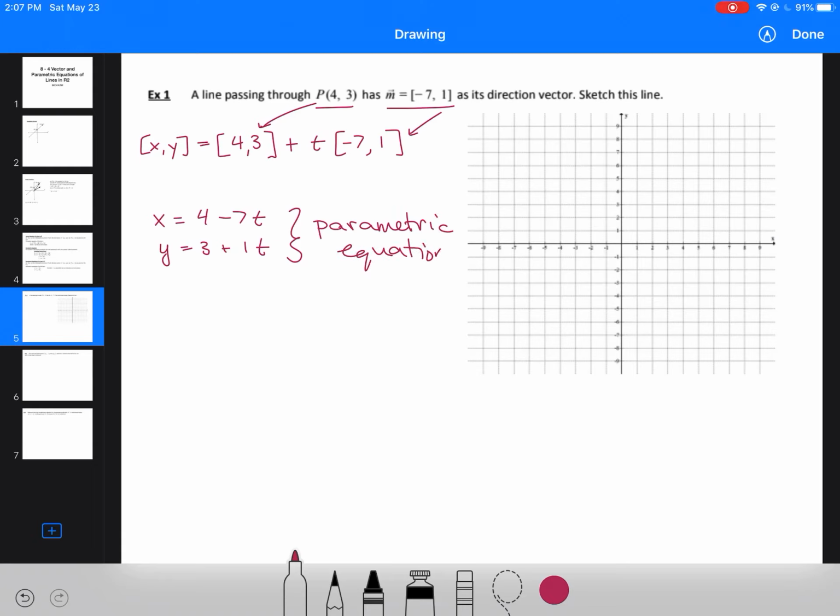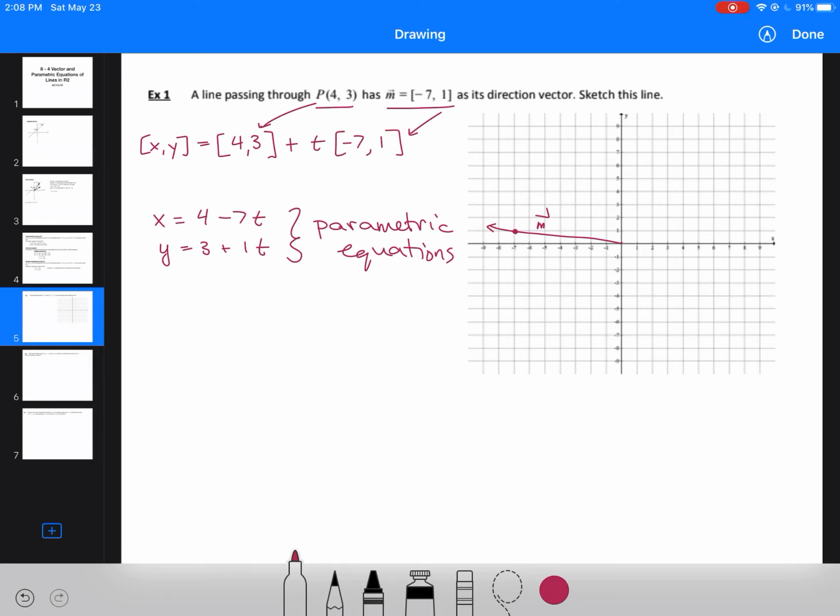That is new. Okay, so then what we're going to do is sketch the line. The first thing that we need to do is draw our direction vector here. So we've got minus 7 and then 1. Hopefully you have a ruler with you to draw that. So here is our direction vector.